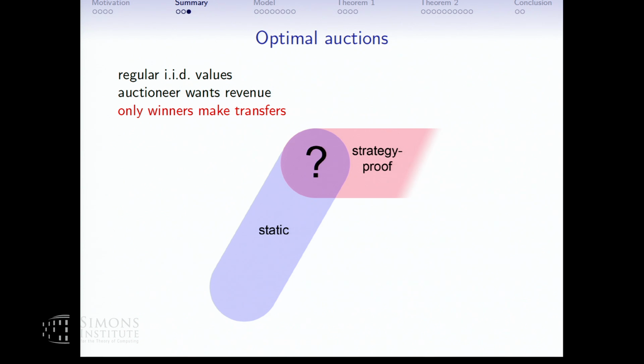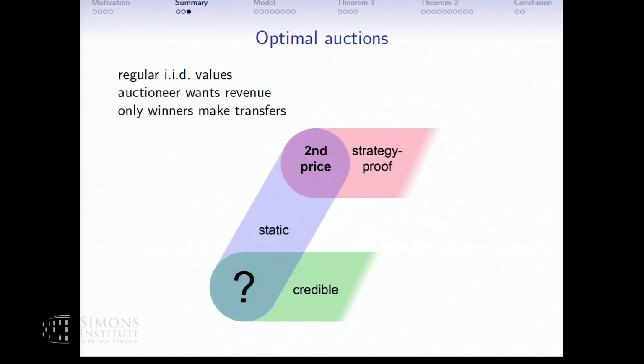Now, in this world, it's well known that there is a unique static strategy-proof optimal auction. Optimal in the sense of revenue maximizing, right? It's the second price auction. The Green-Laffont-Holmstrom theorem tells us, essentially, that this is the only payment rule that is compatible with these two properties. Static, meaning everybody simultaneously communicates with the auctioneer. Strategy-proof in the sense that we've seen earlier.